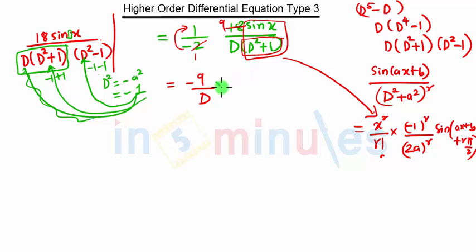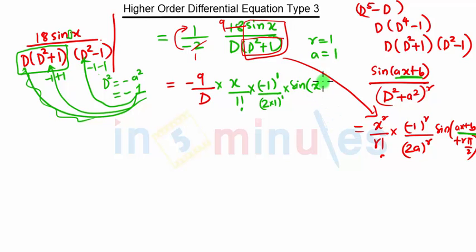So first we have x raised to r. In our case r is 1 and a is also 1. So x raised to 1 upon 1 factorial into minus 1 the whole raised to 1 upon 2 into 1 the whole raised to 1 into sin of ax plus b, and ax plus b remains as it is, so sin x will remain as it is, into r is 1 into pi by 2. So this will be minus 9x, and this minus 1 here will become positive.